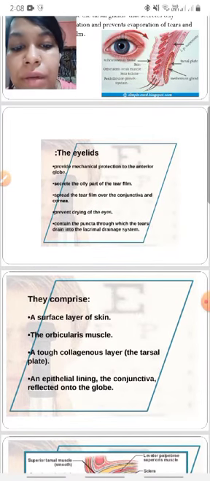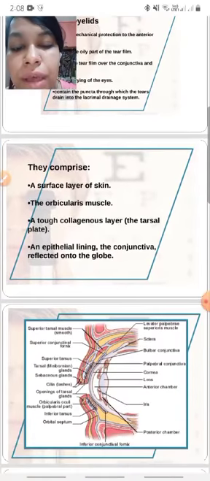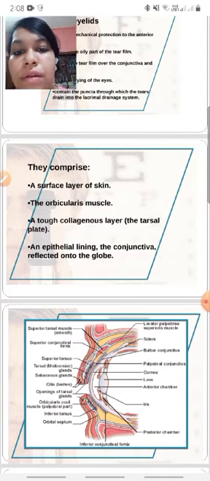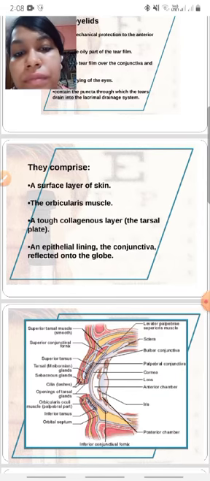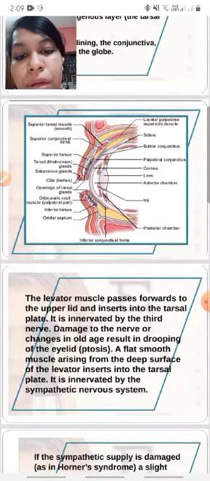And both the upper and the lower eyelids contain the puncta through which the tears drain into the lacrimal drainage system. So these are the layers of the eyelid from outside to in. First is the layer of skin, next is the loose subareolar tissue, then is the layer of the striated muscle orbicularis oculi, then comes the tough collagenous layer or the tarsal plate and the orbital septum, and finally the innermost layer is the conjunctiva. You have to remember this diagram and label it properly in your exam.